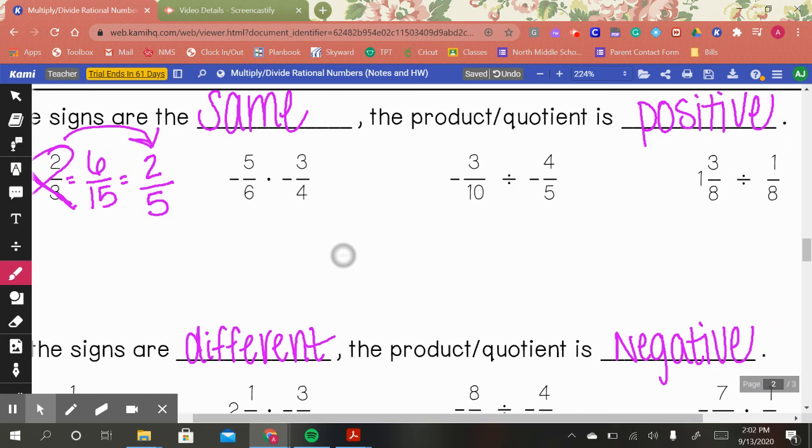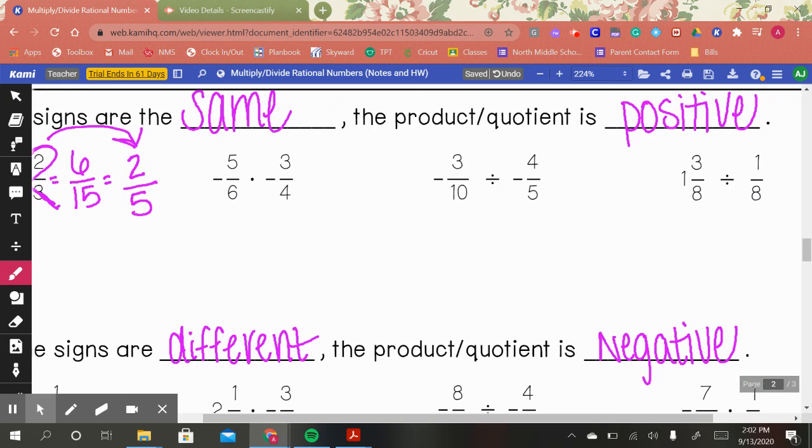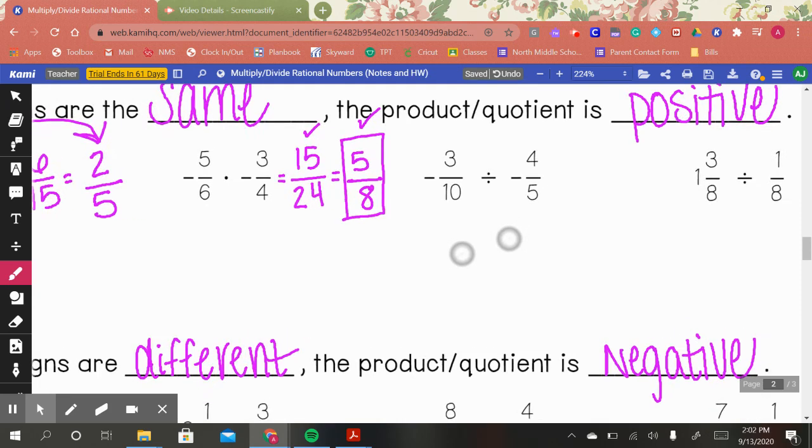Okay? All right. And again, same signs, positive answer. Here we have negative 5/6 times negative 3/4. So they have the same sign. We don't have any numbers we can cancel out, so we'll just multiply straight across. 5 times 3 is 15. 6 times 4 is 24. And we do have a common factor of 3. So 15 divided by 3 is 5. 24 divided by 3 is 8. And that's as simplified as you can go. Okay. Again, I will accept either one of those answers. Obviously, the one in the box is the most correct.